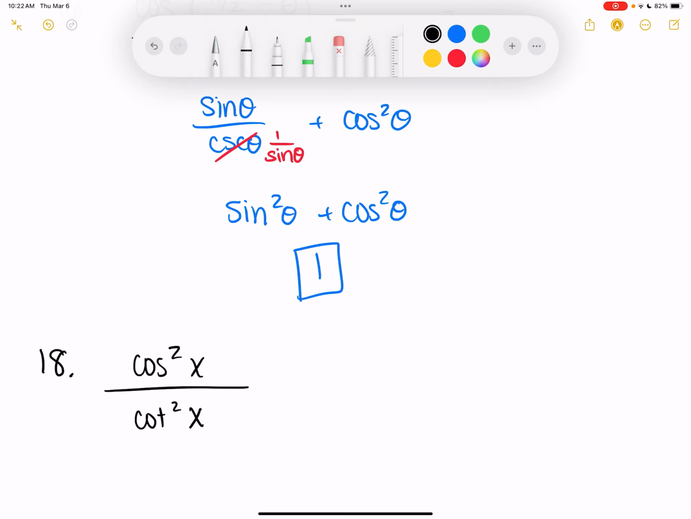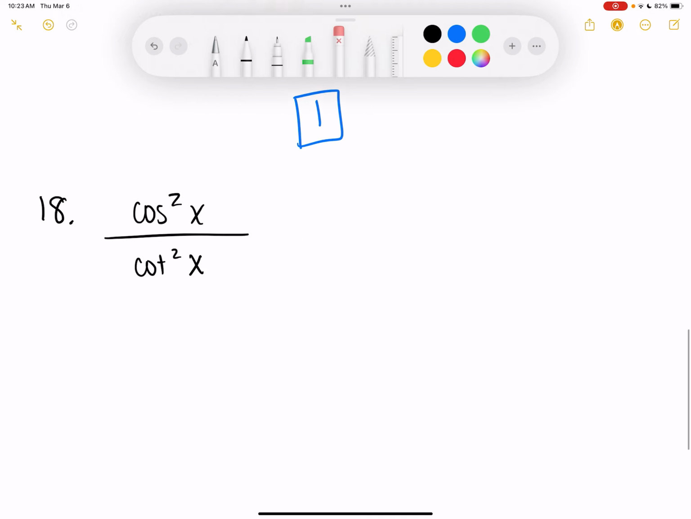Cotangent. As what? That's a good question. I don't know. Isn't it cosine over sine? Cosine over sine. And because it was cotangent squared, it's going to be cosine squared over sine squared. Okay, when I rewrite it, this stuff still stays squared. So this becomes cosine squared of x over cosine squared of x over sine squared of x.